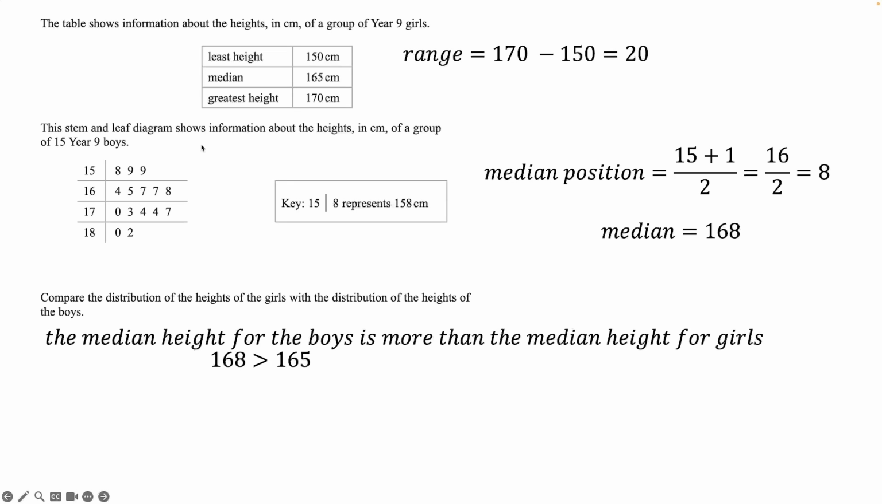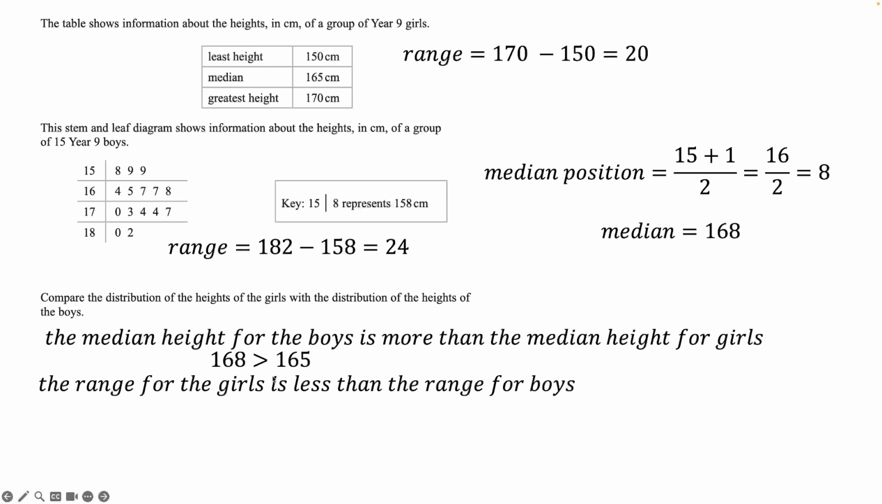Well, the range, again, it's the biggest value minus the smallest. The biggest is 182 and the smallest is 158. So the range is 182 minus 158, which is 24. The range for the boys is 24 and the range for the girls is 20. So we can say that the range for the girls is less than the range for the boys, or we can do the other way around. We can say that 24 is greater than 20, and that should be sufficient.